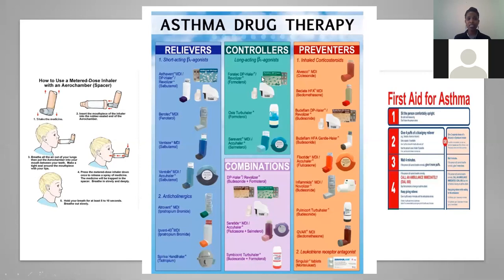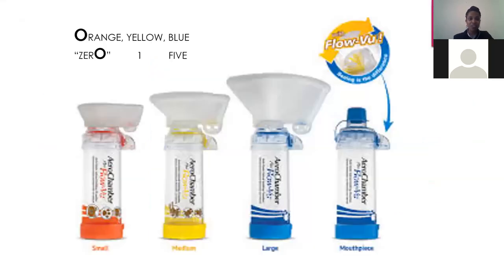All right. And then I have just a little bit of asthma drug therapy, just in case you have to talk about it to the patient. What is a reliever? It's a type of medication. It's a SABA. Then you have controllers, which are some LABAs. And then you have your preventers, which are your inhaled corticosteroids. So this is a nice little chart for you to update some of the knowledge. Okay. Good. Remember the colors.